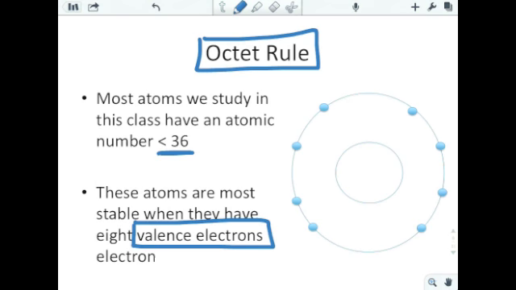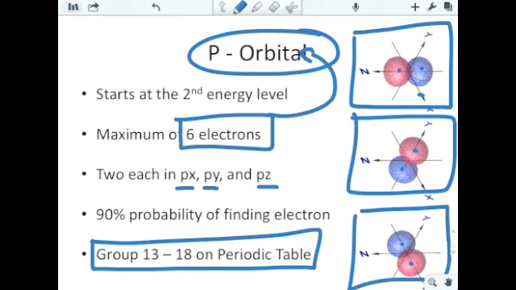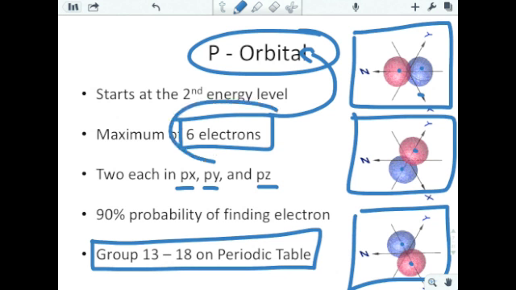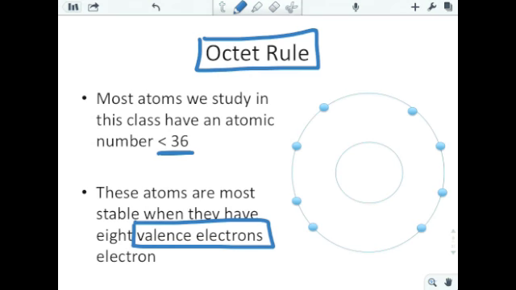It's really important. So the octet rule happens when they have an octet, when their p orbital and their s orbital are full. So you have 2 electrons in the s, you have 6 electrons in the p. That gives you a total of 8. When your s and p block, when those orbitals are full, you have an octet, and that's what everything's trying to get.